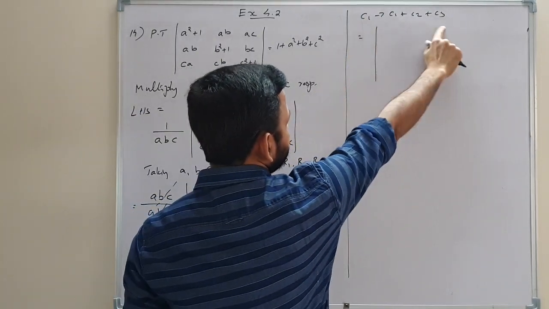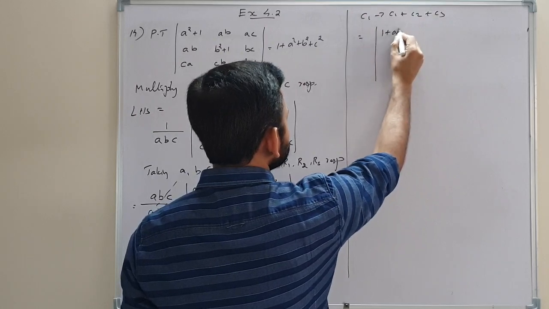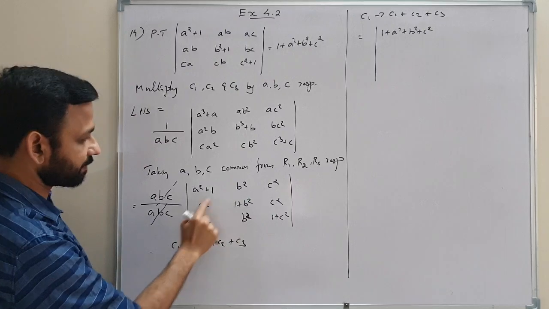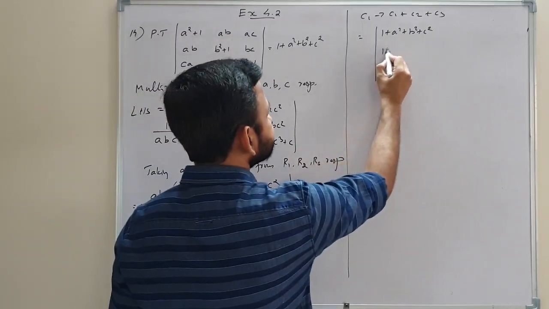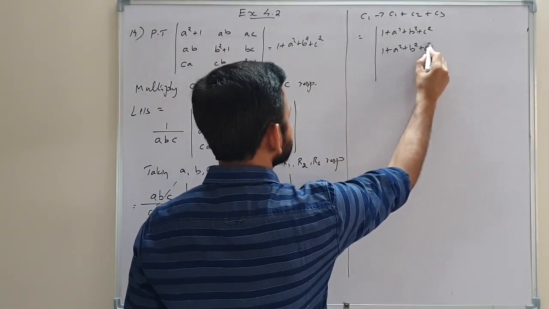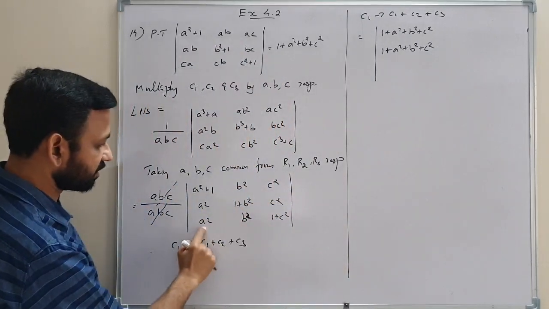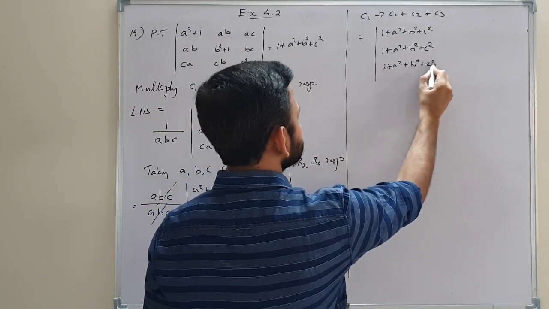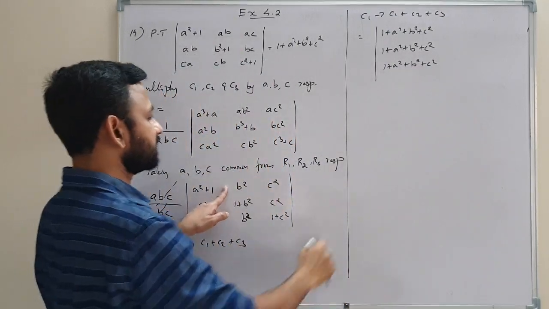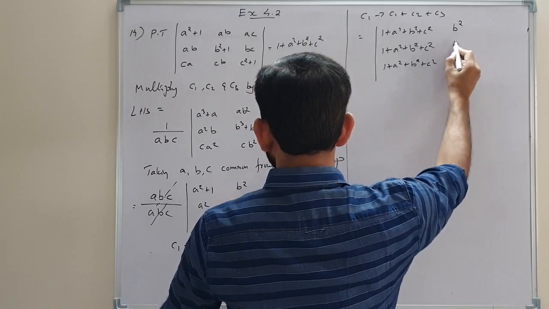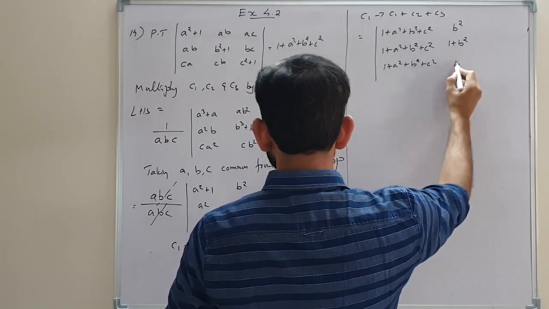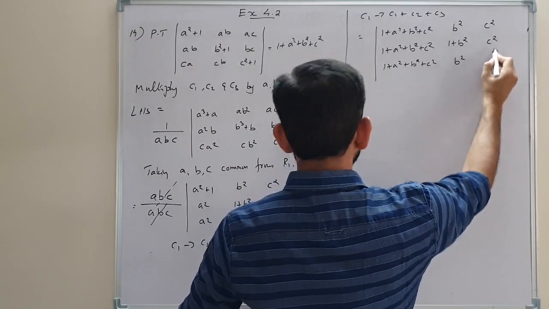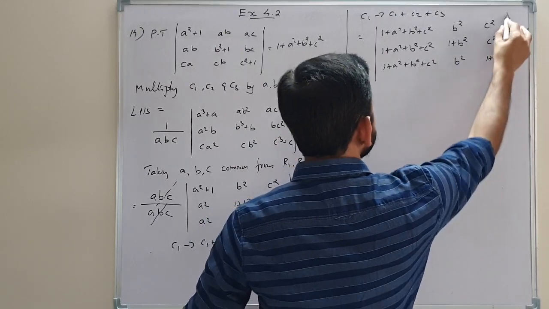C1 tends to C1 plus C2 plus C3. 1 plus A square plus B square plus C square, and again 1 plus A square plus B square plus C square, and again the same. Then C2 and C3 will be same: B square, 1 plus B square, and here C square, 1 plus C square.